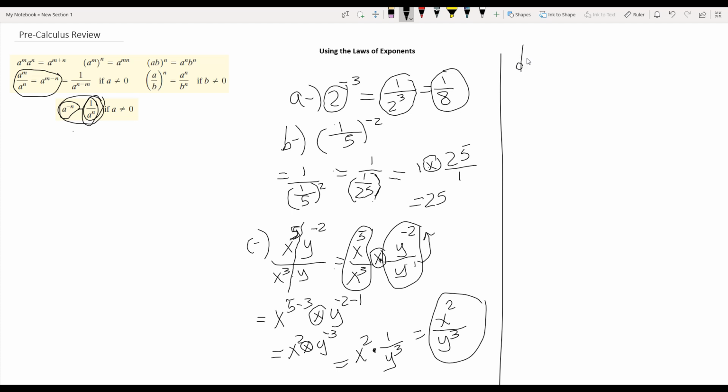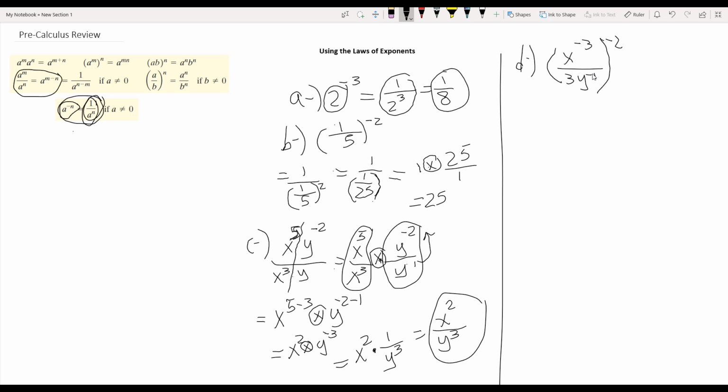Let's work with D now. Let's see what else I got here. This one will be fun. Okay, so we have x to the negative 3 over 3y to the negative 1, and all of that to the second power.